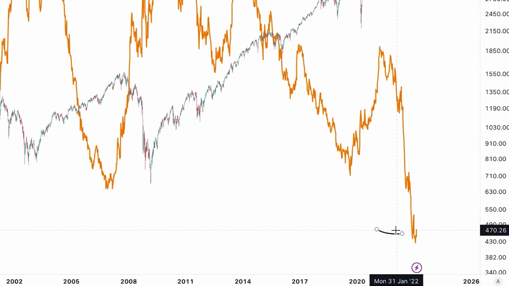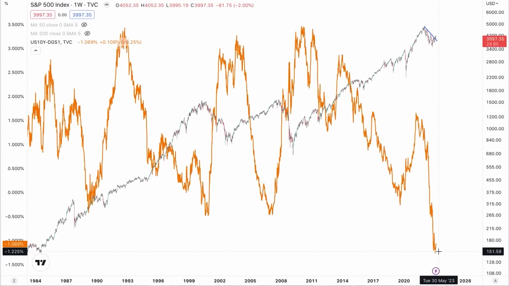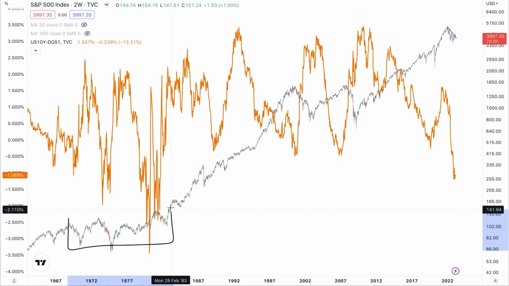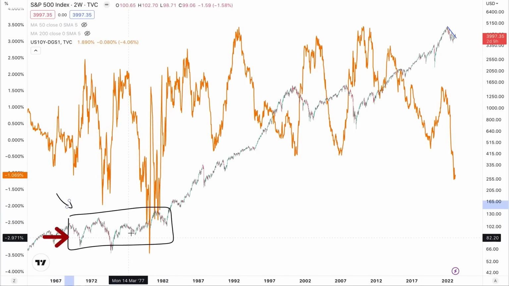The yield curve, the signal that we're getting from the bond market, is the most deeply inverted right now since the 1980s, a period in financial market history that included some of the worst bear markets that we've seen.